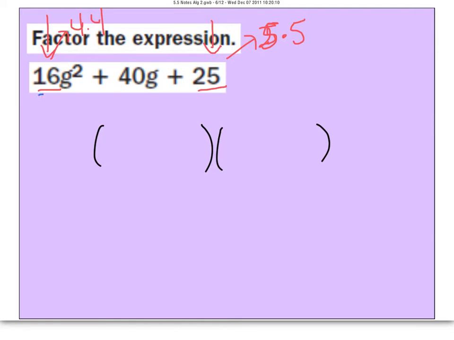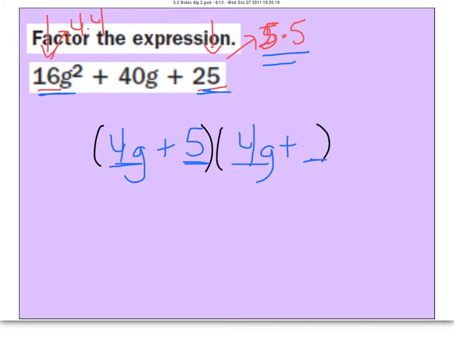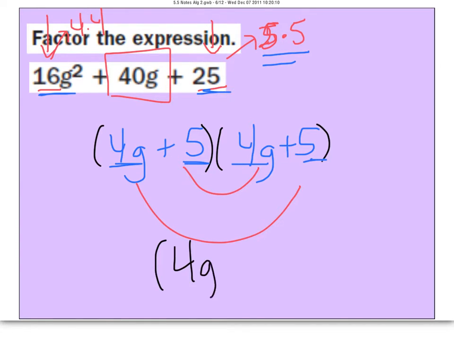So let's do that. Let's break the 16g squared into the first terms. G squared becomes the g and g. 16, we said let's try 4 and 4. Then the last number is a 25, which is going to go here. And we decided let's try the plus 5, plus 5. We're trying to get the middle term of 40g. That's 20g, 20g, which adds to 40g. We got it. Again, we do want to be careful. Notice 4g plus 5 and 4g plus 5 shows up twice. So the final answer here would be 4g plus 5 all squared.